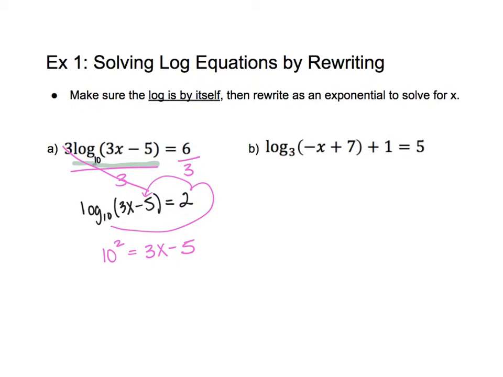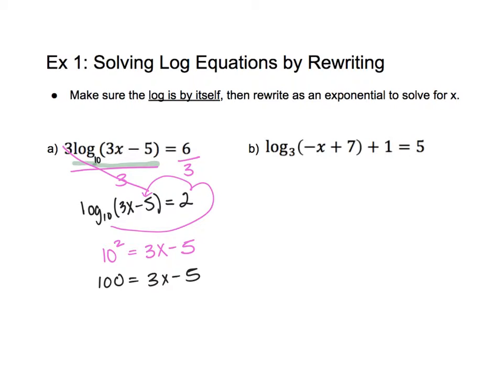And now I'm going to try to clean this up by trying to get x by itself. So on this side here, I can do my exponent first. So 10 squared is just 10 times 10, which is 100. Then I have 3x minus 5. So I'm going to try to get this x by itself by first adding the 5 over.